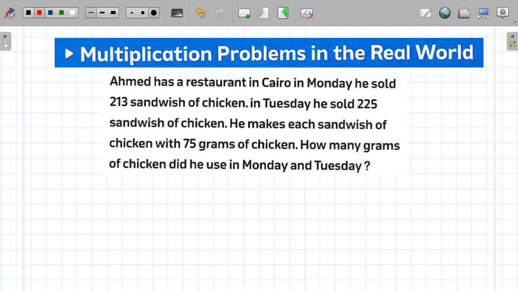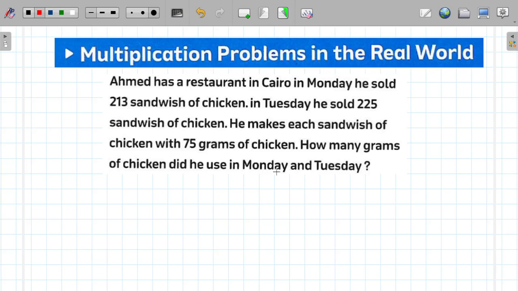Our first problem today is like this. He says Ahmed has a restaurant in Cairo. On Monday, he sold 213 sandwiches of chicken. On Tuesday, he sold 225 sandwiches of chicken. He makes each sandwich of chicken with 75 grams of chicken. How many grams of chicken did he use on Monday and Tuesday?